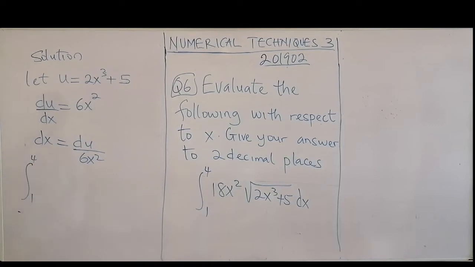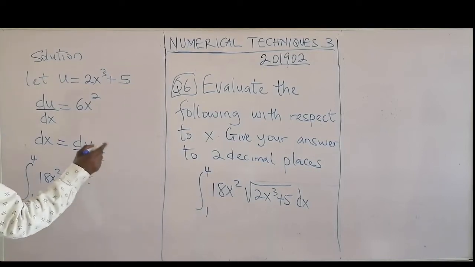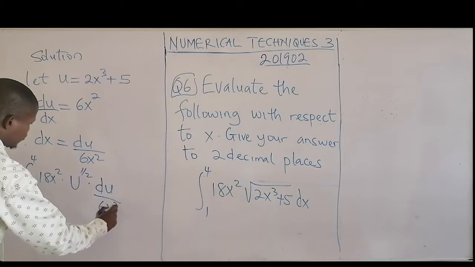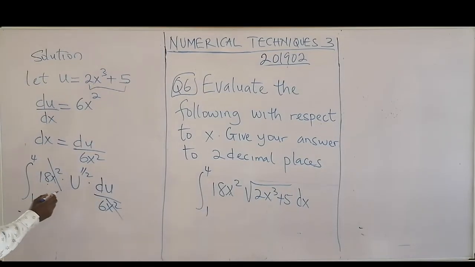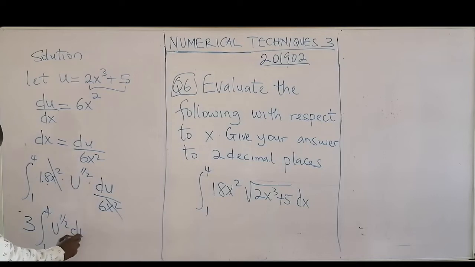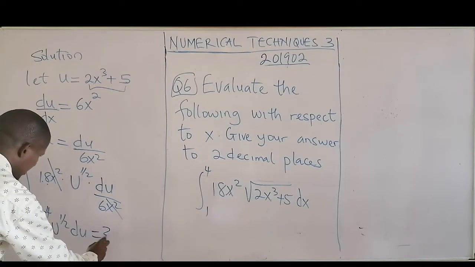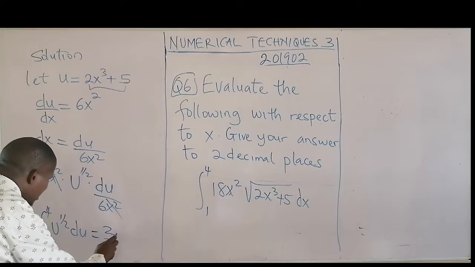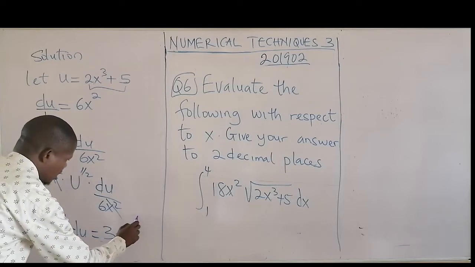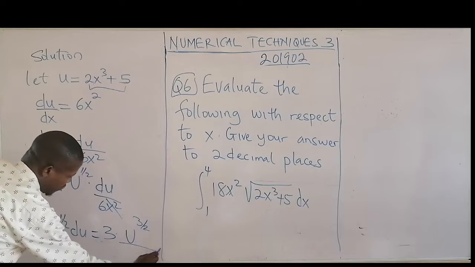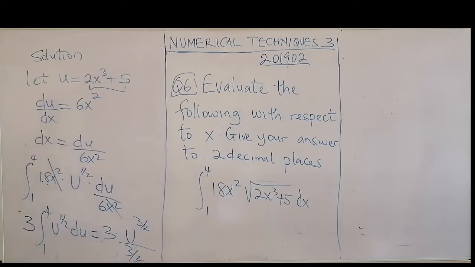So we now have the integral of 18x squared times u to the power half, because when you remove the square root it becomes power half, times, substituting for dx, du over 6x squared. x squared cancels x squared, and 6 into 18 is 3, so we have 3 outside. The integral of u to the power half du is 3 times u to the power half plus 1, that's 3 over 2, over 3 over 2.